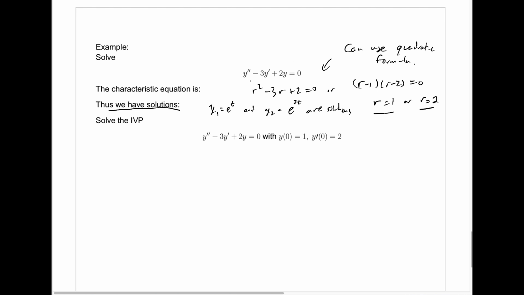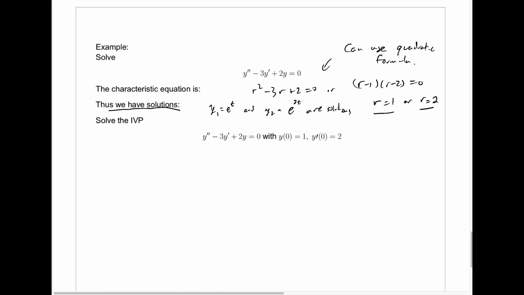And you should definitely always be willing to check that. Plug in e to the t, where it's very easy to check. Y double prime is e to the t, then you subtract 3 times y prime, which is, again, e to the t. So you have e to the t minus 3 e to the t plus 2 e to the t. That really is 0. And check that the same thing is true for e to the 2t.